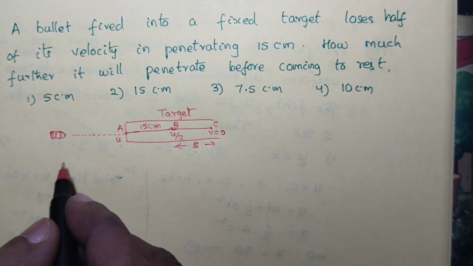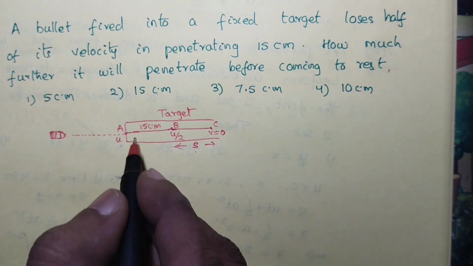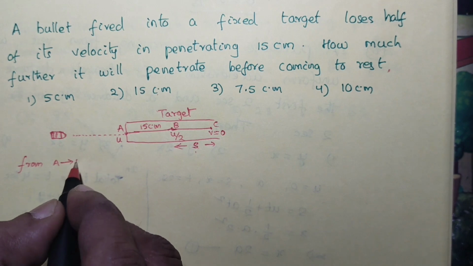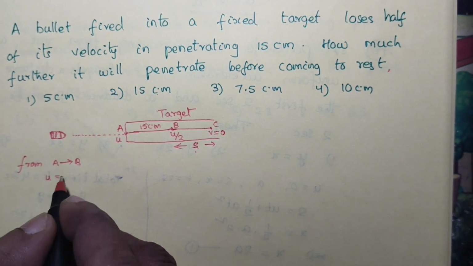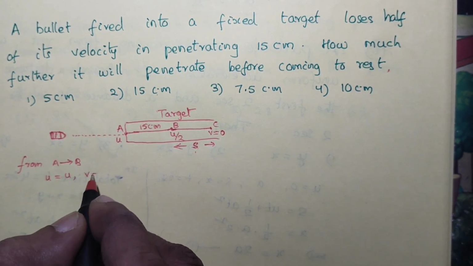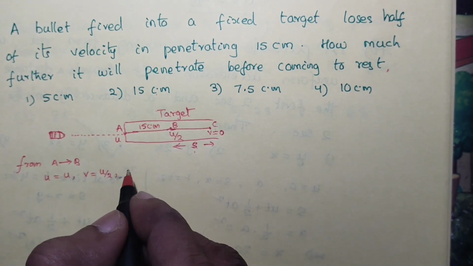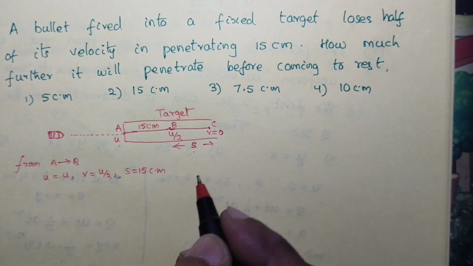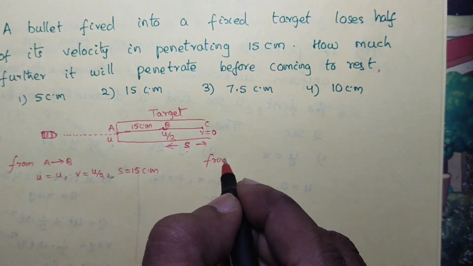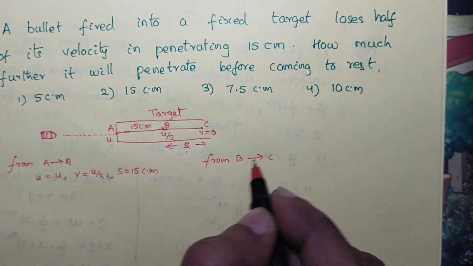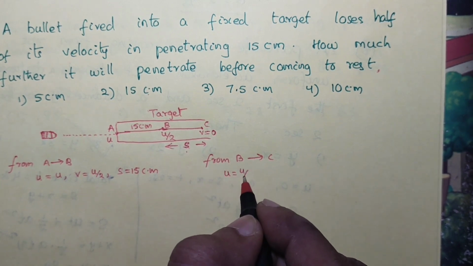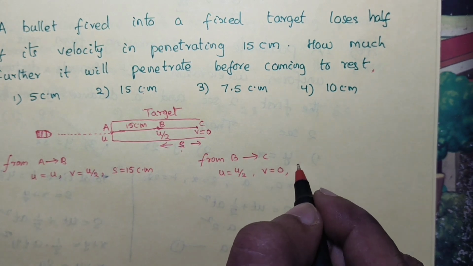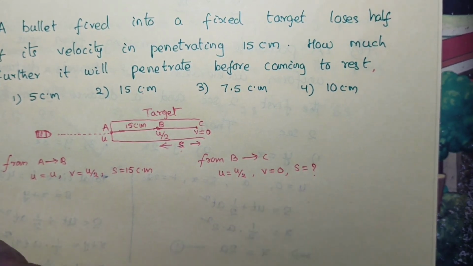So let us write the equations. First from A to B: initial velocity is u and final velocity is u/2 and S is equal to 15 centimeters. And let us take from B to C: the initial velocity is u/2, and the final velocity v is equal to 0. S is what is asked.